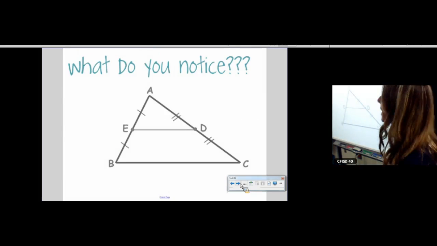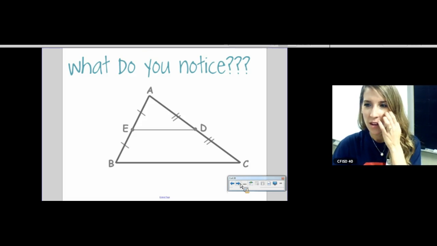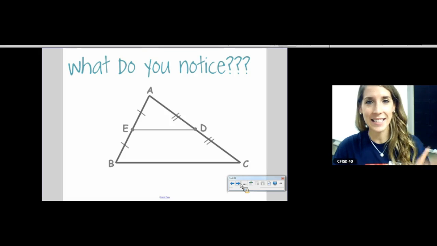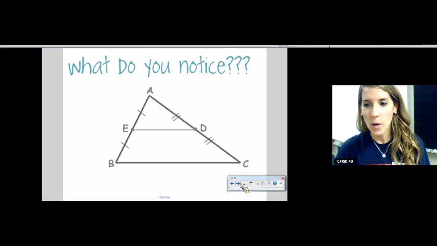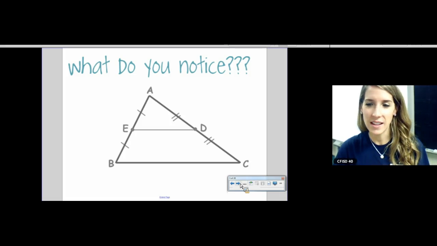All right, so today we're going to add in one more special segment, number 5. Here's a picture of our special segment. Let me introduce you to ED as our new special segment. What do you notice about this special segment? Kind of looks like a median, doesn't it? Except a median has to go through a vertex, and this one definitely does not go through a vertex.